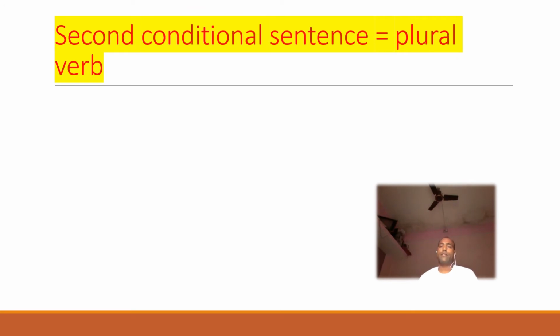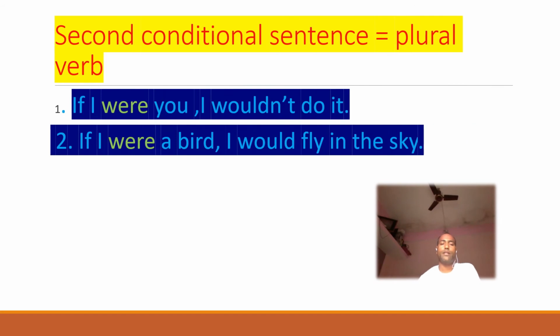And second conditional sentence. In the second conditional sentence, we use plural verb, either the subject is singular or plural. Let us see some examples. If I were you. If in case of I, he, still that will be were. If in place of I here will be she, still there will be were. We only use plural verb. Similarly, if I were a bird, I would fly in the sky. For second conditional sentence, we use plural verb.